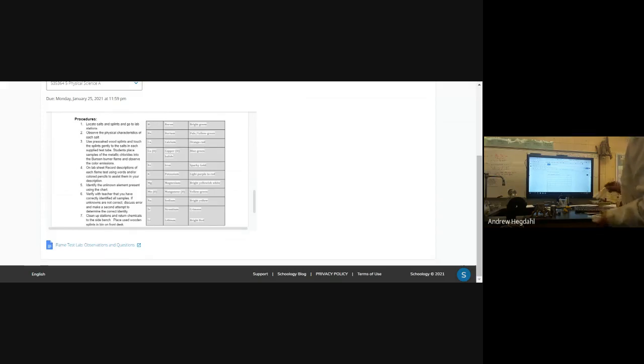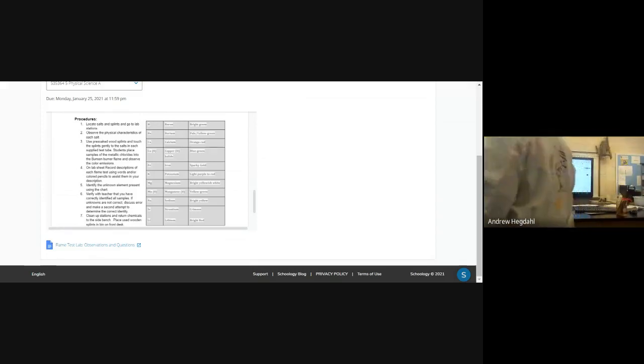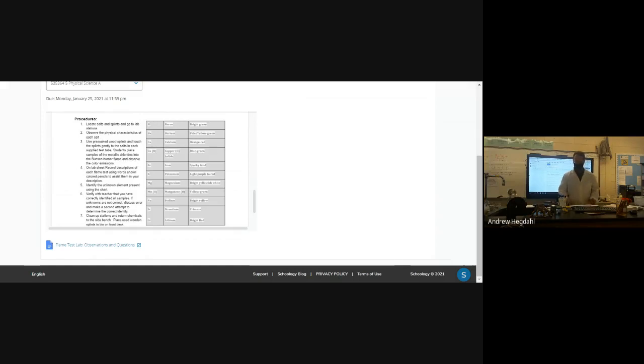Make sure that for every one of your samples you provide a different description. Don't just say like white crystal. Make sure each description is different from the other. You need to do that part first before you move on to the flame portion of the lab. Once you've described all the different samples, it goes A, B, C, D, E, F, G, H, I. So I think that's 9 samples. Then you can move on to the flame portion of the lab.